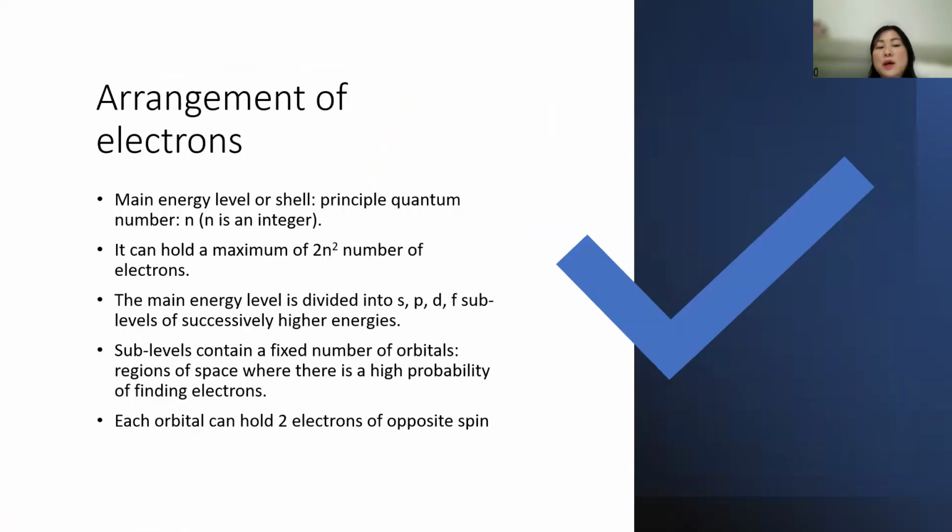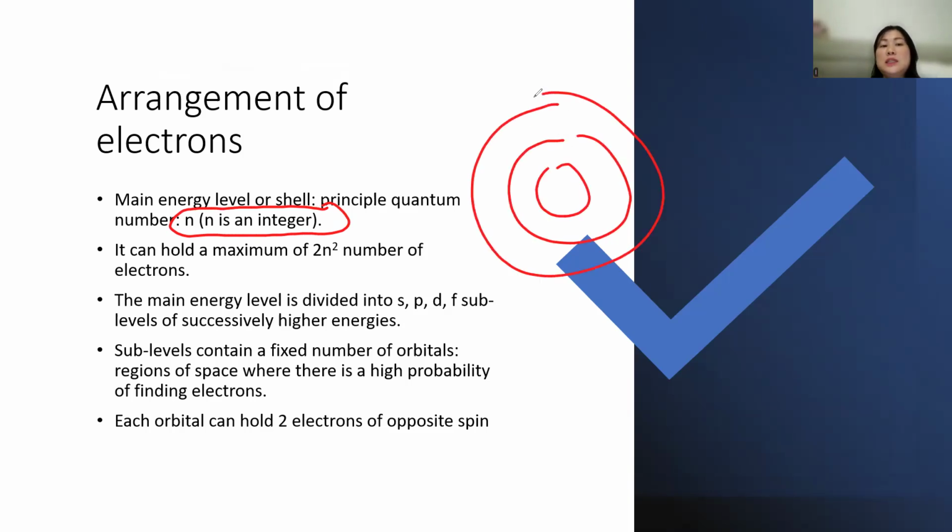Okay, so we talk about the energy levels, and we will usually represent the energy levels using an integer number, and that's the main quantum shell. And the number of electrons in each main quantum shell is 2n squared, where n is the quantum number. So the inner shell is n equals 1, n equals 2, n equals 3. Okay, and within each energy level, we further divide it into sublevels SPDF.